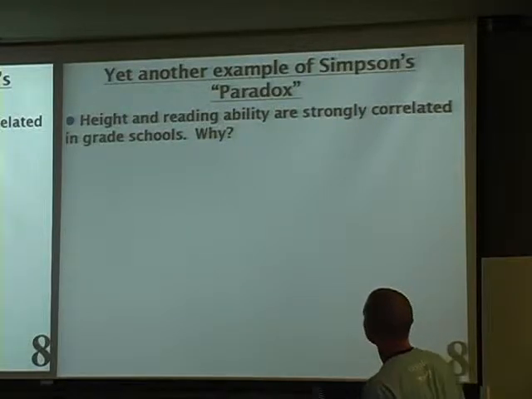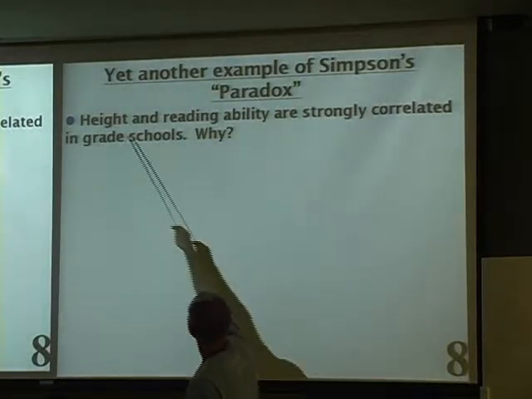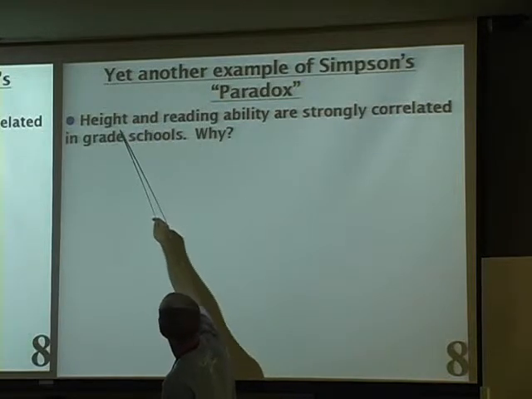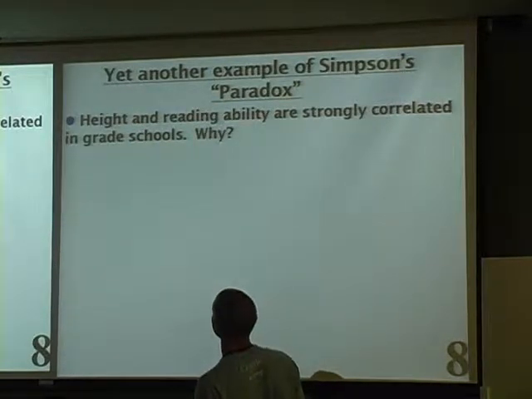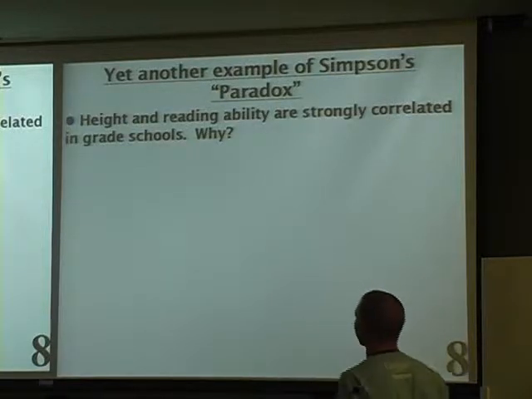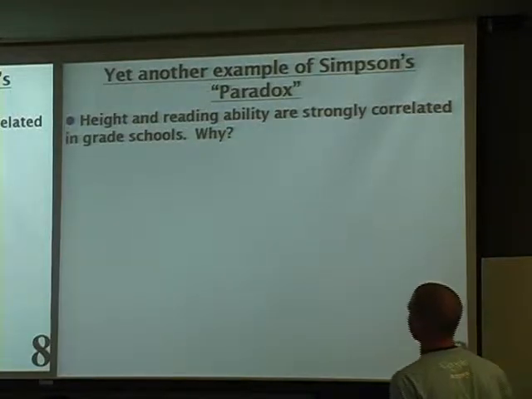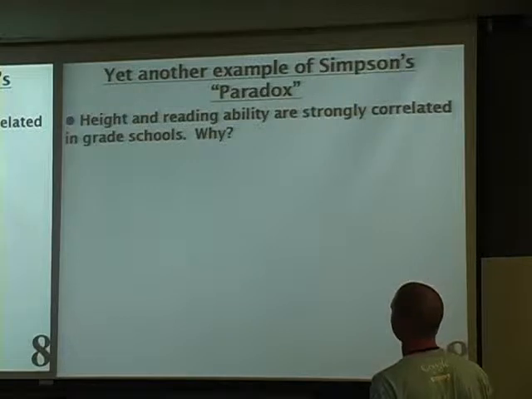And it gets even more absurd. Neither of these are things I can really control. But if this was something like income, maybe I should go out and earn more money so my kid will read better or something like that. It gets even more funny when there are things that you can control. But height and reading ability I can't control, but they have a positive correlation in grade school.